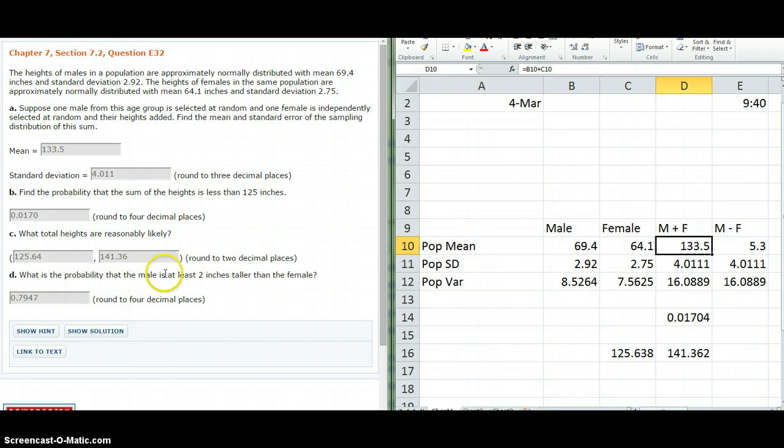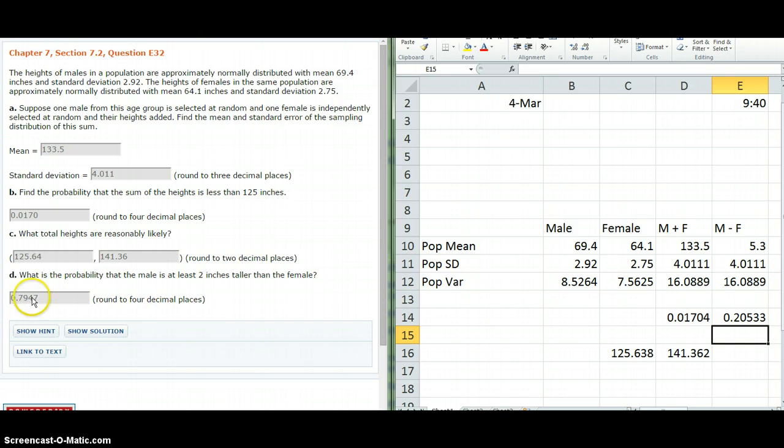So the question is, what's the probability the male is at least 2 inches taller than the female? So in other words, what's the chance that this m minus f is at least 2? So we can do that again with our normal distribution. And our x value here is 2, is what we're looking for. 2 inches. We want to know when m minus f is at least 2. And we have our mean, our standard deviation, and this gives us 0.20.